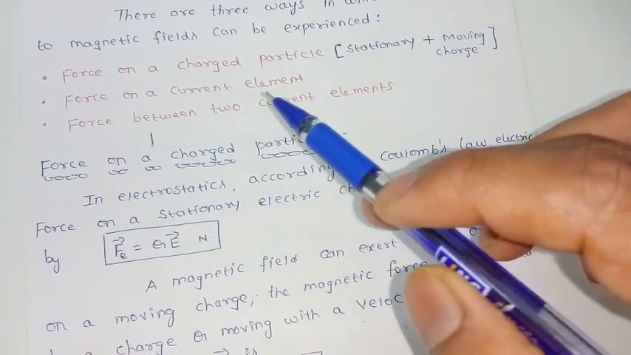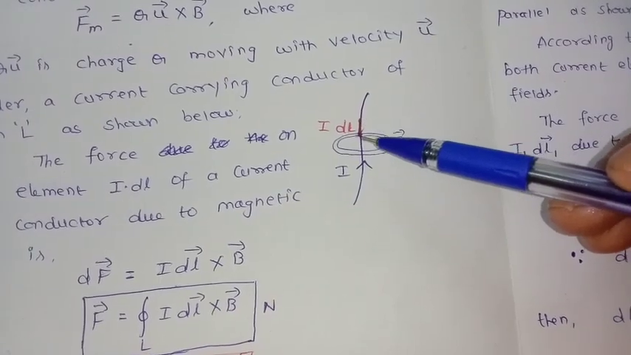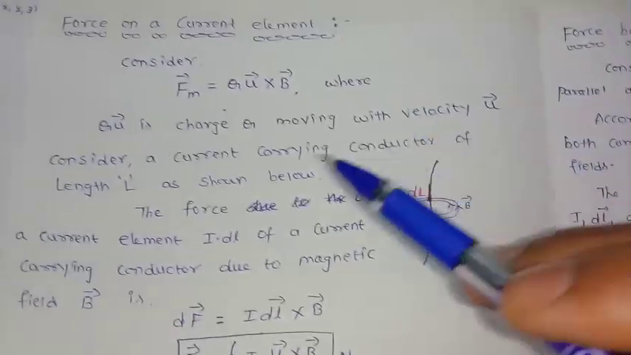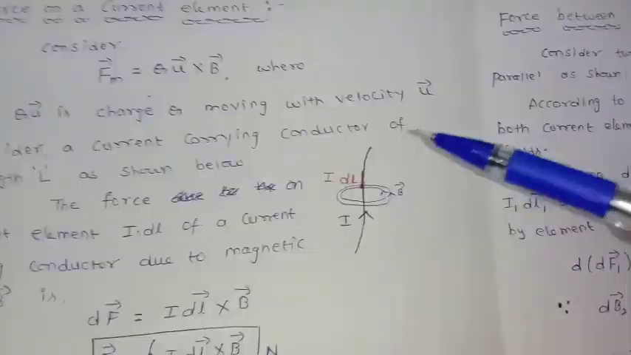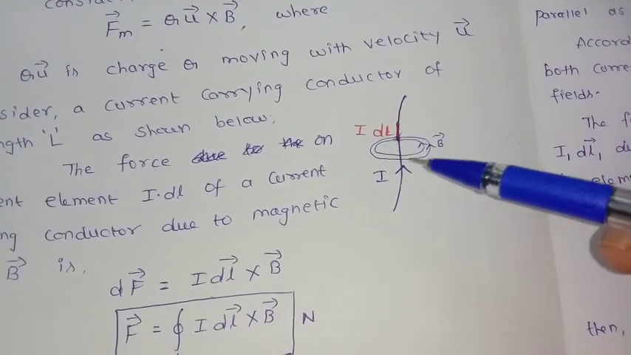Okay, now we are going to see the force on a current element. Now let us consider a current carrying conductor. Now I am going to talk about the current element. Why? Because the topic is force on a current element. I am going to talk about this current element. This current carrying conductor produces a magnetic field.